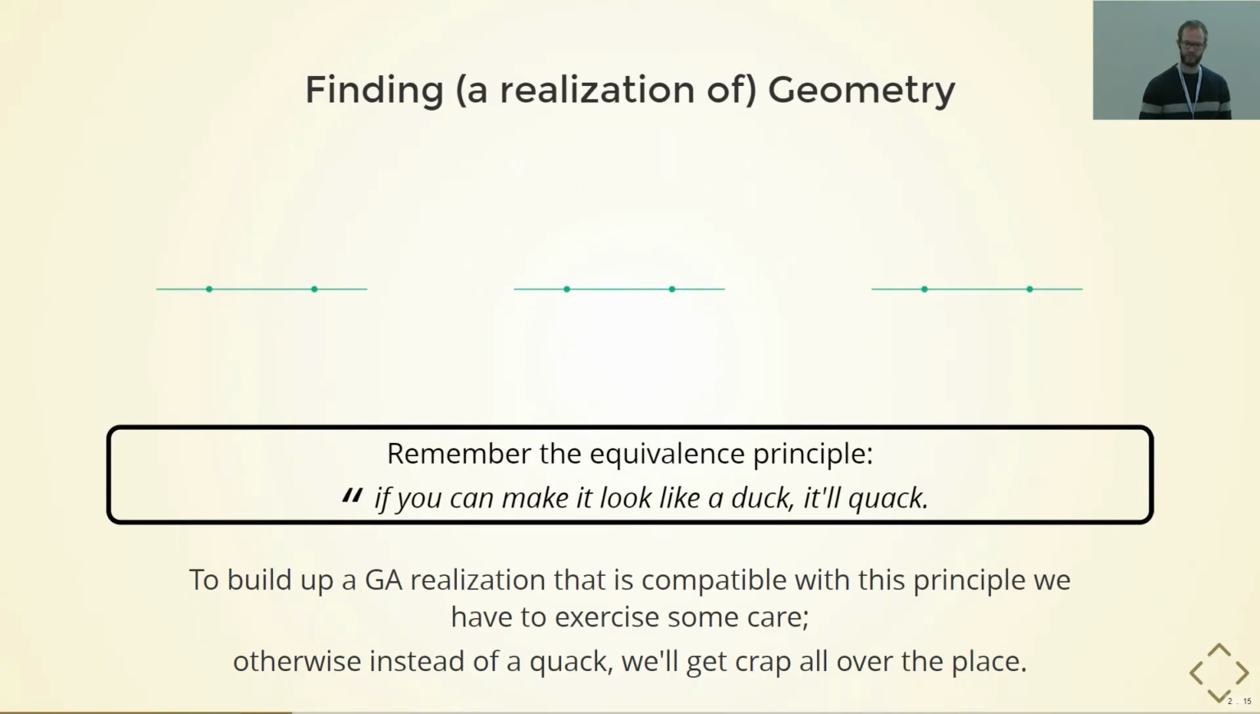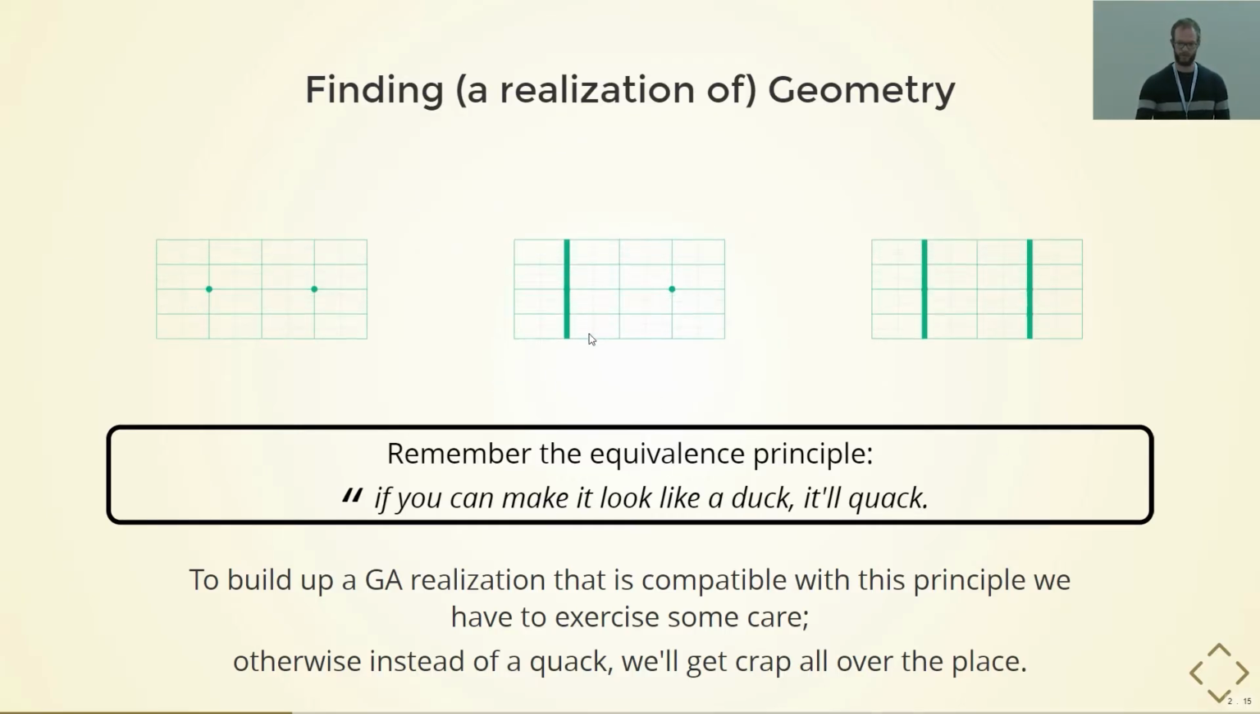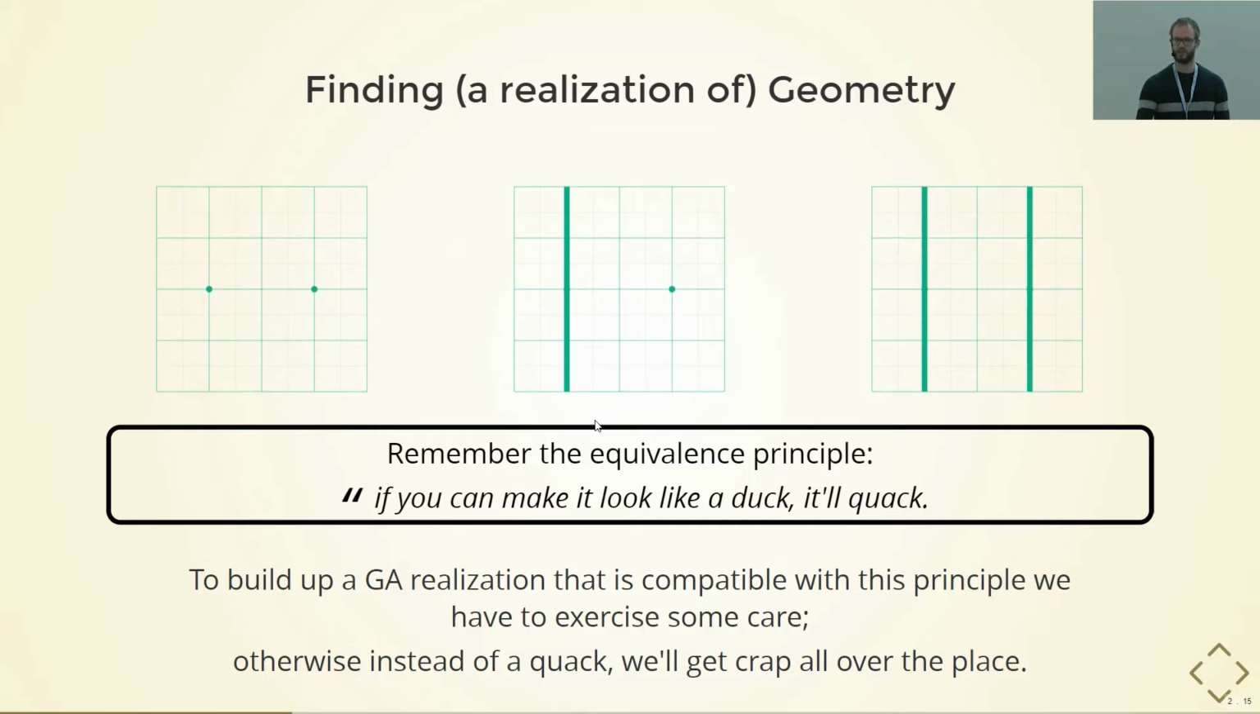I should still point out that we have to be very careful how we build this up if we are to get our dimension independence. Because remember the equivalence principle from Steven's talk, if you can make it look like a duck, it'll quack. And actually, you might think you're looking at points here now, but you're not, right? Some of these were perhaps lines.